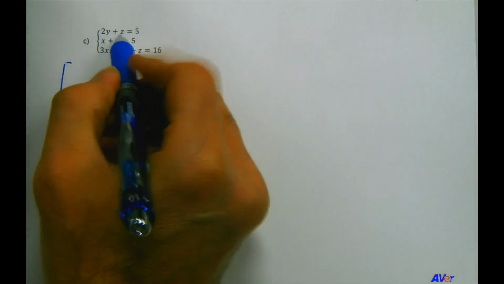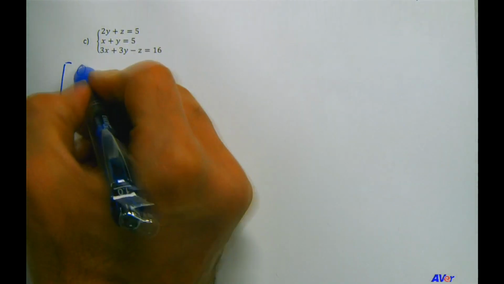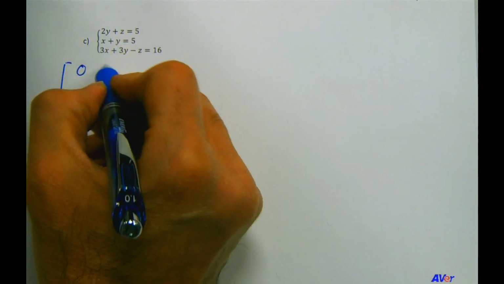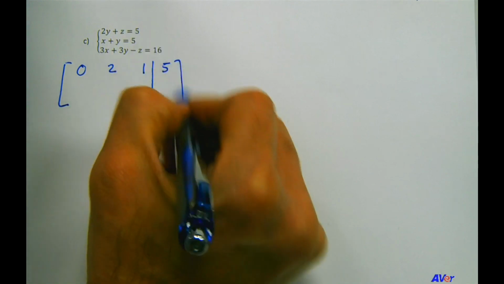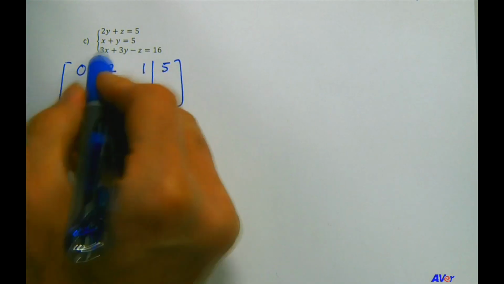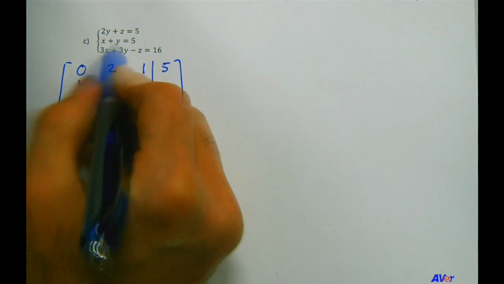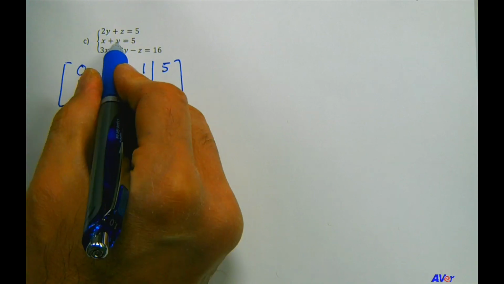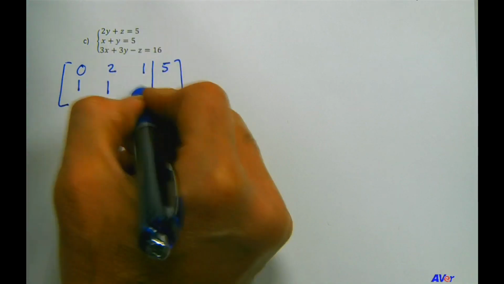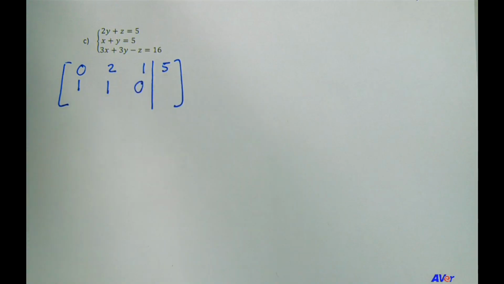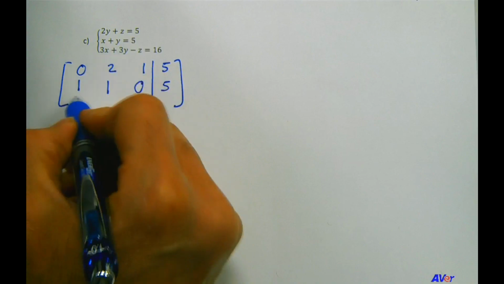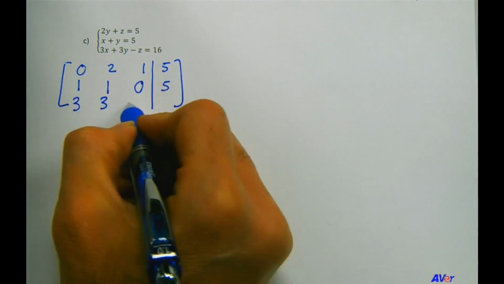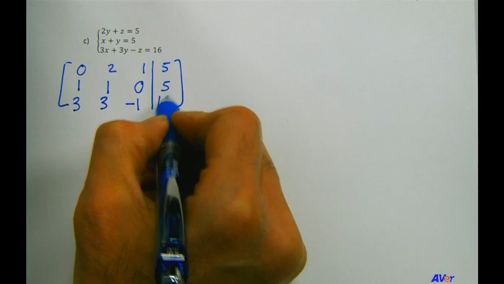So in the first equation, x is missing, right? So 0. The coefficient of y is 2. Coefficient of z is 1. And then the constant on the other side. How about the second row? Well, x is present with the coefficient 1. y is present with the coefficient of 1. z is not present. Can we skip it? No. We're just going to have to put a 0 for the coefficient of z. And then 5 on the other side. And then at the bottom, we have 3, 3, -1, and then 16, right?